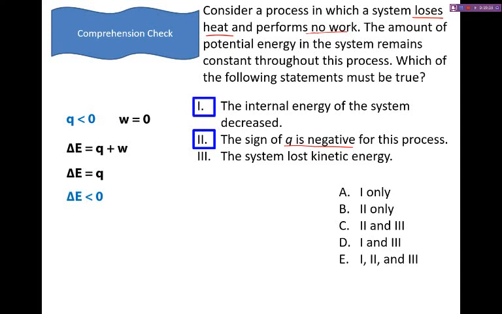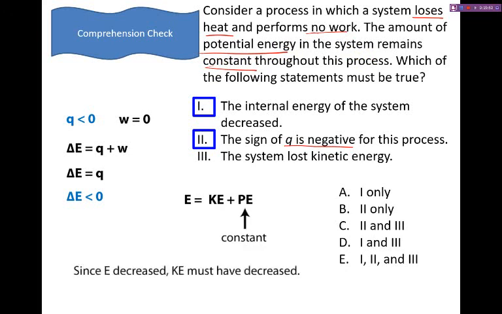Finally, how do we evaluate this last part? Well, we know that the total energy, or internal energy, is the sum of kinetic and potential energy. We're told that the potential energy is constant. And since it's constant, but we know that total energy must go down, then the kinetic energy must have decreased, which means that the system lost kinetic energy. And that means that all three claims are true.